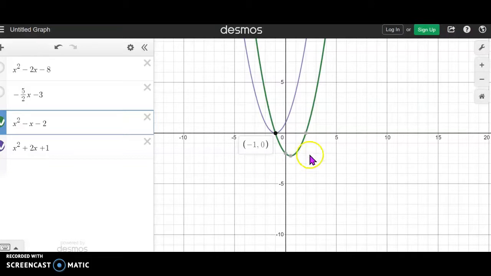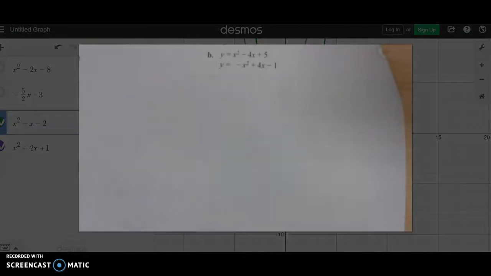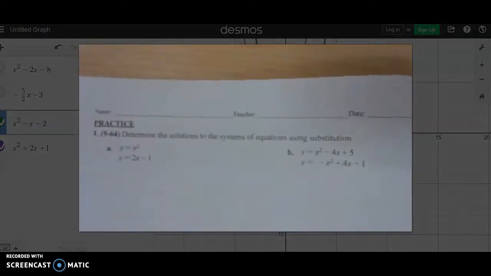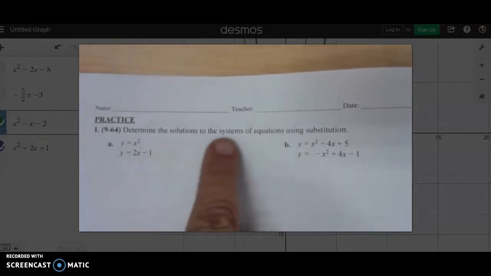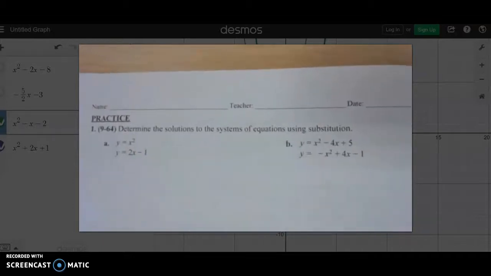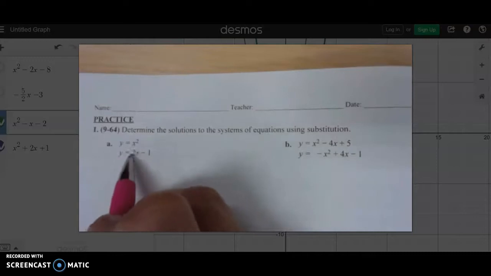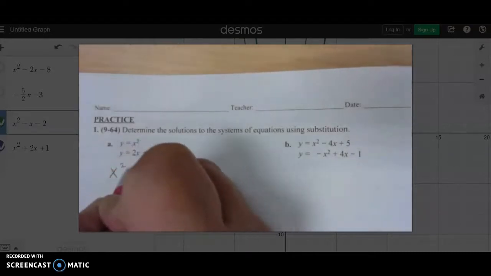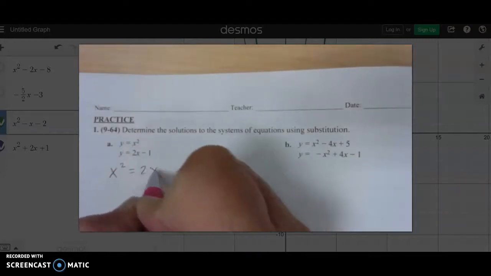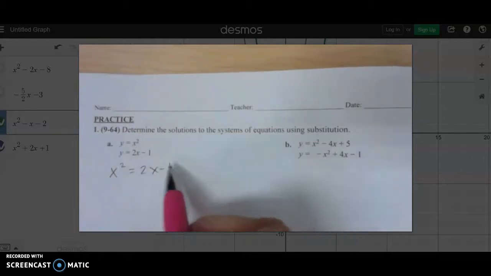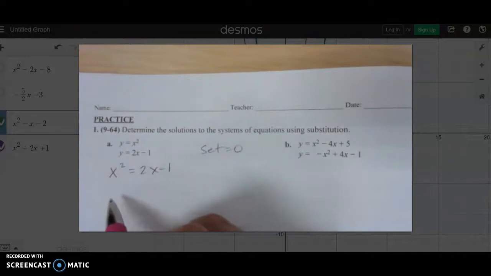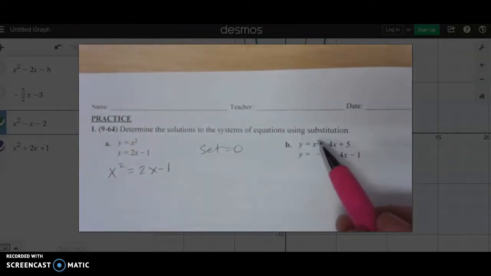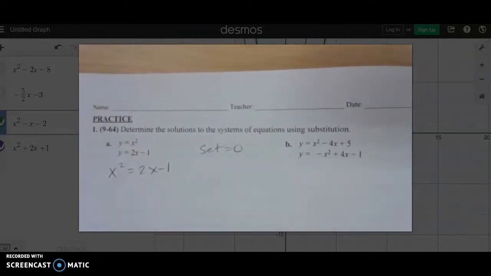All right, your homework is going to be page 6. There are 3 problems on page 6. These first 2 right here, okay, go by substitution. Basically, you're just going to set these two equations equal to each other. X squared equals 2x minus 1. So then don't forget to set equal to 0. You're going to move everything to one side. You'll have to factor it. Here you're going to set these two equal to each other and solve for it.